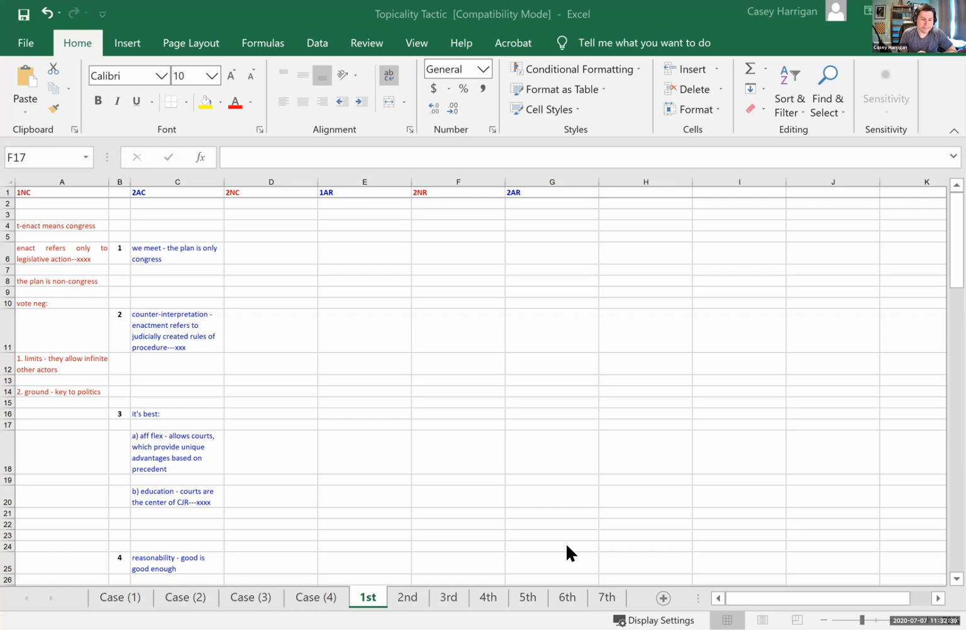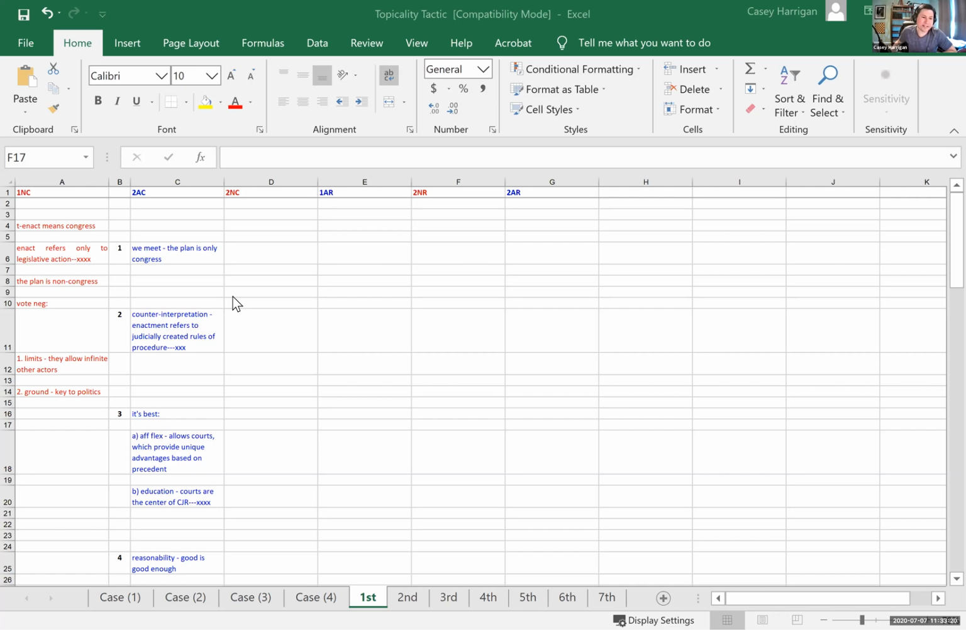In this tactic, the 1NC has read topicality: enact means that the plan must be done through Congress. And as you can see, there's their 1NC. And then there is a 2AC here. And the arguments made by the 2AC are: one, we meet, the plan is only Congress. Two, counterinterpretation, enactment refers to judicially created rules of procedure. Third, they have some reasons to prefer their counterinterpretation, aff flex and education. And fourth is reasonability. And if you don't know what any of those arguments mean, don't worry, I'm going to go over them in depth.